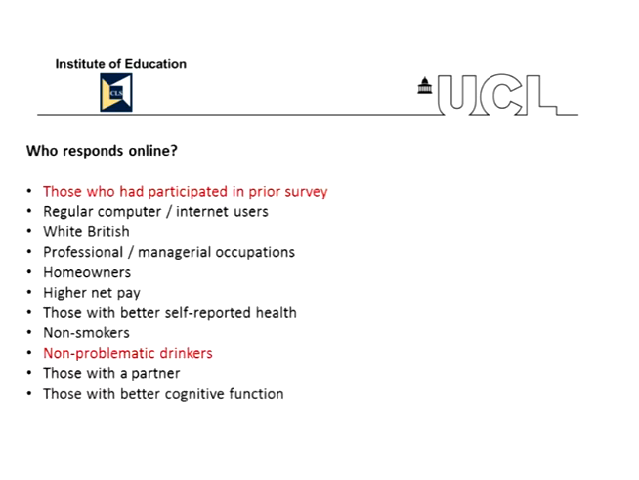So we wanted to check who would actually respond online. What were the characteristics of the people that would respond online? So those are listed here. So amongst online completers, they were more likely to have participated in the most recent survey. No surprise, they were more likely to be regular computer users. They were more likely to be white, to be from higher social classes and to have better health, etc.